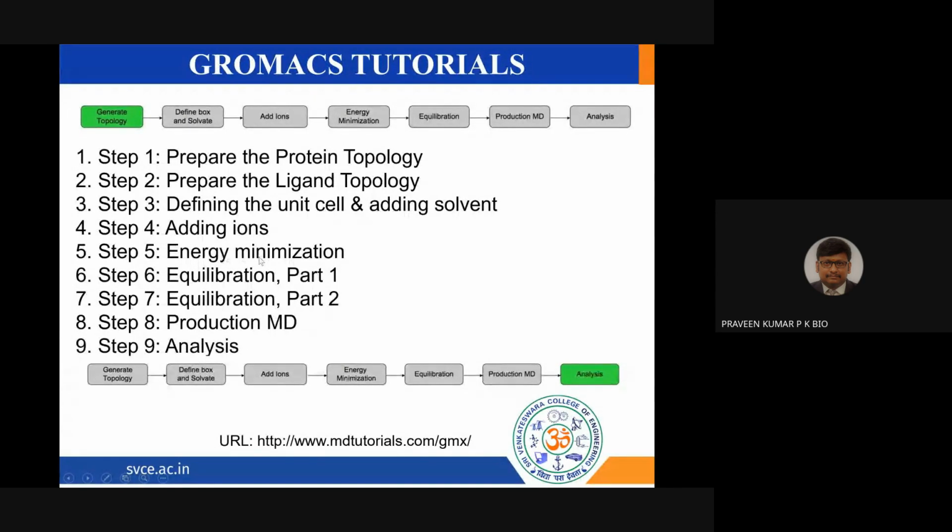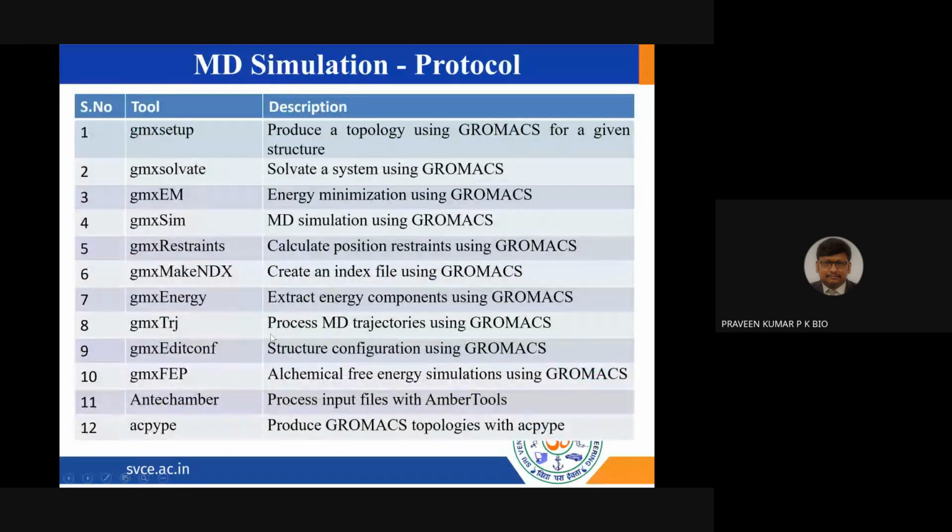The fifth step is energy minimization. The sixth is equilibration, part 1. And there is one more kind of equilibration you do in step 7. Then comes production MD, which takes much time. All the previous steps can be completed within a few minutes, but the production run takes 1 day, 2 days, or 7 to 14 days. Finally, analysis is easier. After running the production molecular dynamics, you simply open the results in the software and execute it.